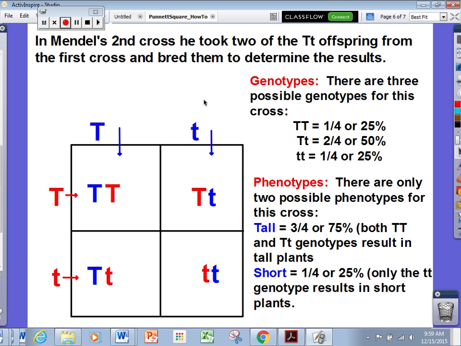So in Mendel's second cross, he decided to see what would happen if he took two of those big T, little t offspring. And remember, if we've got one dominant and one recessive trait, that's a hybrid, or another word is heterozygous. That prefix hetero means different. Two heterozygous hybrid offspring from the first cross, and he bred them together to determine the results.